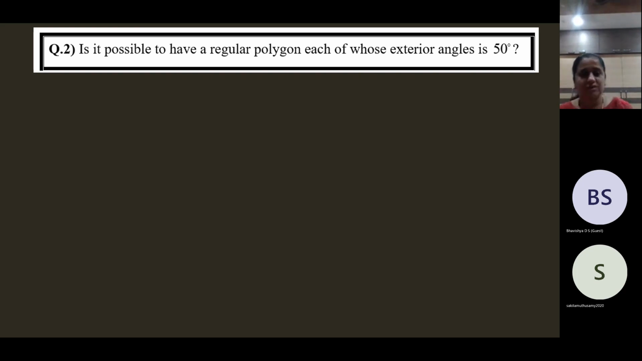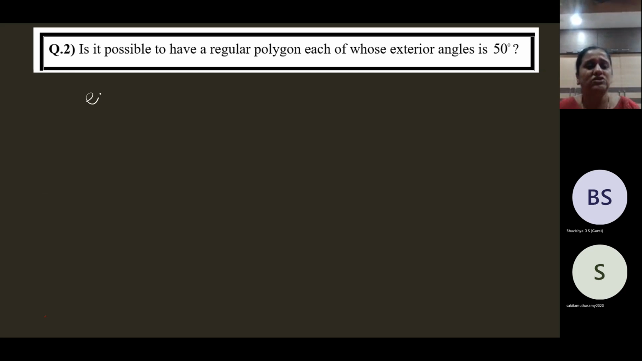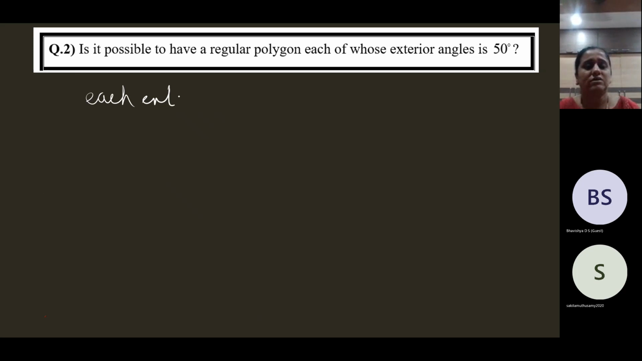This is the next question. Is it possible to have a regular polygon, each of whose exterior angles is 50 degrees? Just write what is given. Each exterior angle is equal to 50 degrees.